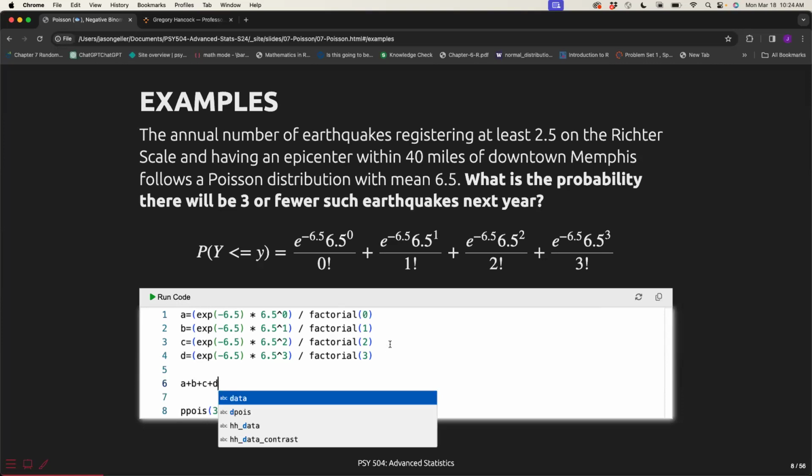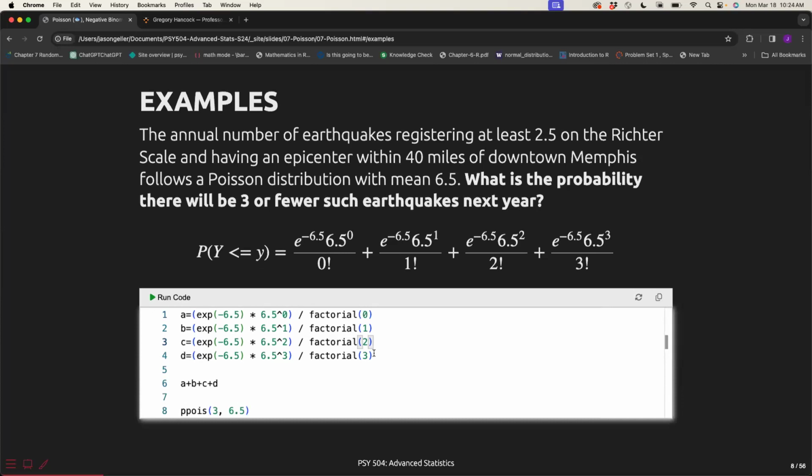We could do this by hand, but R has lots of really great distributional functions, so let's just use R. R has a function called ppois that gives you the cumulative probability. All you need to enter here is y and 6.5, which is lambda.